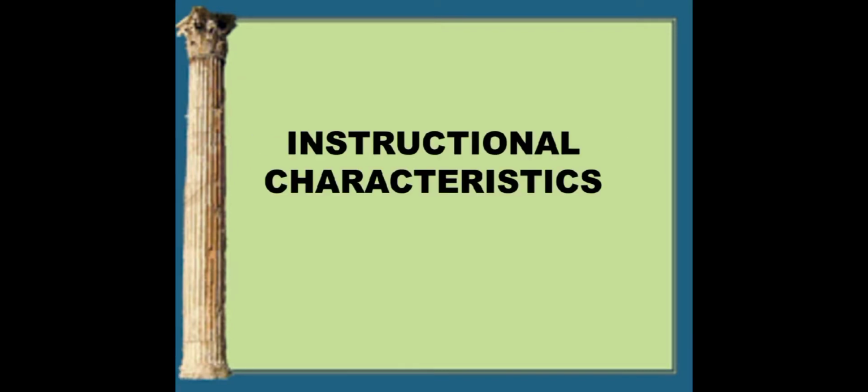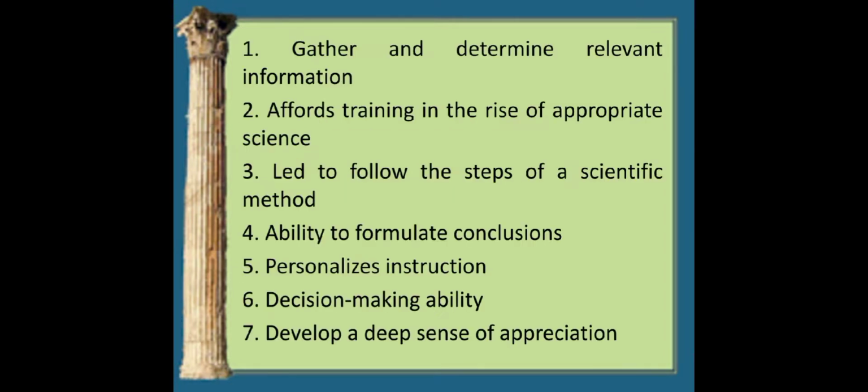The instructional characteristics of student research are: number 1, gather and determine relevant information, or they will collect and decide important information. Number 2, affords training in the use of appropriate science. Number 3, led to follow the steps of the scientific method. Number 4, ability to formulate conclusions, or the students will have the capability to express or put together some conclusions or ideas.